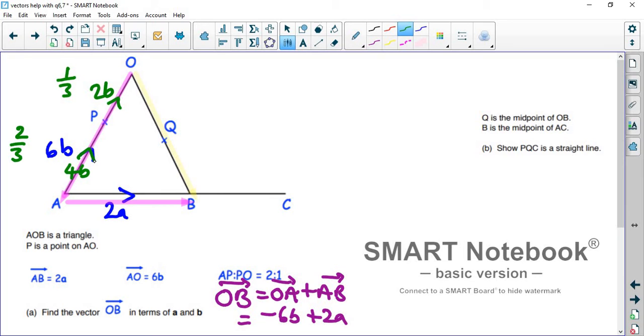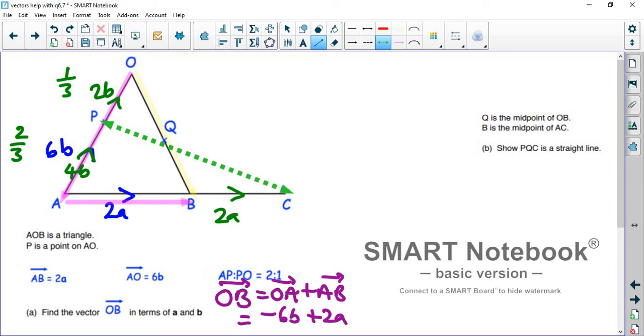Okay? Right. We're also told that Q is the midpoint of OB, so we've got halfway along, and B is the midpoint of AC. So if B is the midpoint of AC, that means A to B is the same length as B to C, and so we could put that B to C is also 2a. Right, our task is to show that P, Q, and C is a straight line. Let's just have a look at that. So we're going P, Q, and C. We've got to prove that that's in a straight line, even if it isn't quite right.